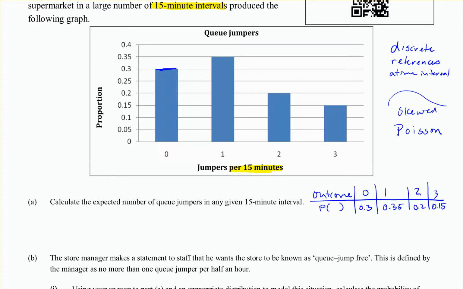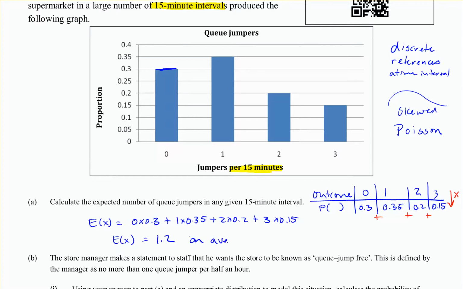So when I've got that written out by hand, I'm going to multiply top to bottom and add them all up. So I get my expected value: 0 times 0.3 plus 1 times 0.35 plus 2 times 0.2 plus 3 times 0.15. Because again, expected value is looking at the probability times how many that's going to happen, and it averages out. So my expected value here is equal to 1.2, and that's an average, right? So this is my expected value on average: 1.2 jumpers per 15 minutes.